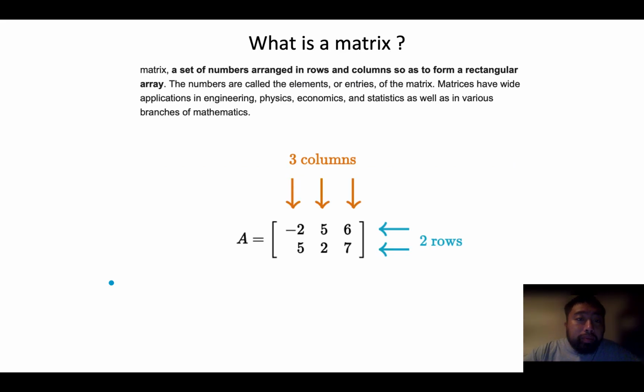All right. What is a matrix? Teachers, I'd like you to call on somebody to read what the definition of a matrix is. Give you guys a minute to do that. You guys can hit pause.